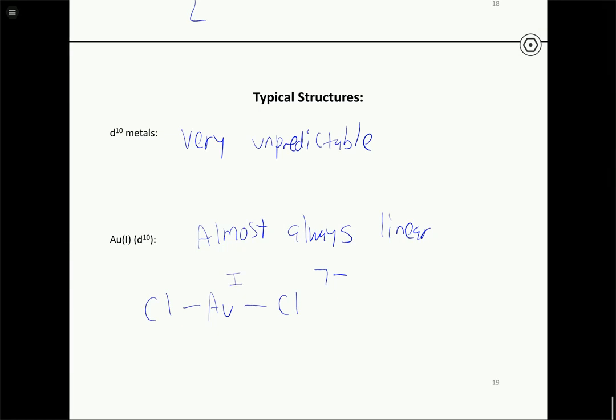You can also have neutral gold compounds where you have gold chloride with something else on the other side, 2 different ligands that are in total no net charge. This is also almost always linear. So you get a lot of linear 2-coordinate compounds with gold. From a symmetry standpoint, those aren't very interesting for us, so we're not going to really deal with those, but we should be aware of that from a coordination chemistry standpoint.